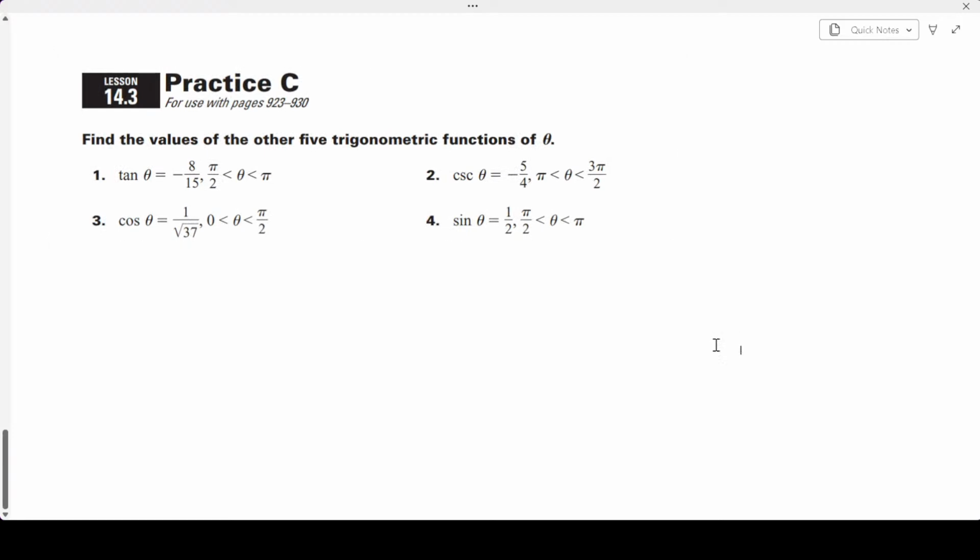One second. Let's stop the recording. What will you call it? Find other values of this. Yeah, trigonometric. Oh, wait, I got it. So tan is equal to opposite over adjacent.